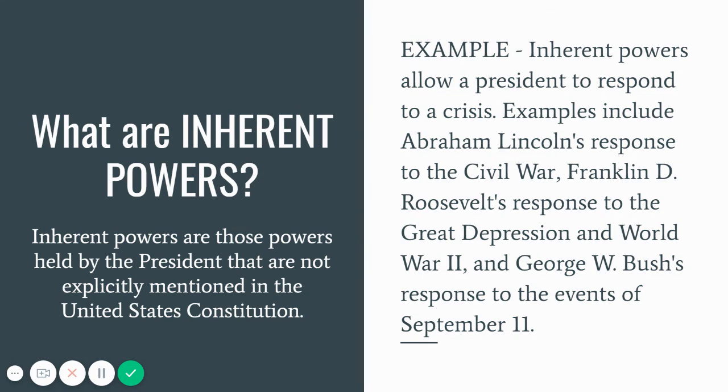Sometimes you don't have time to go through the right chain of command, the three branches of government, to get things done. Sometimes the president just has to be the president in a time of crisis. And so the Constitution gives the president that power to do so. Now, they can't abuse the power. It has to be a crisis of some sort in place in order for a president to take those inherent powers.